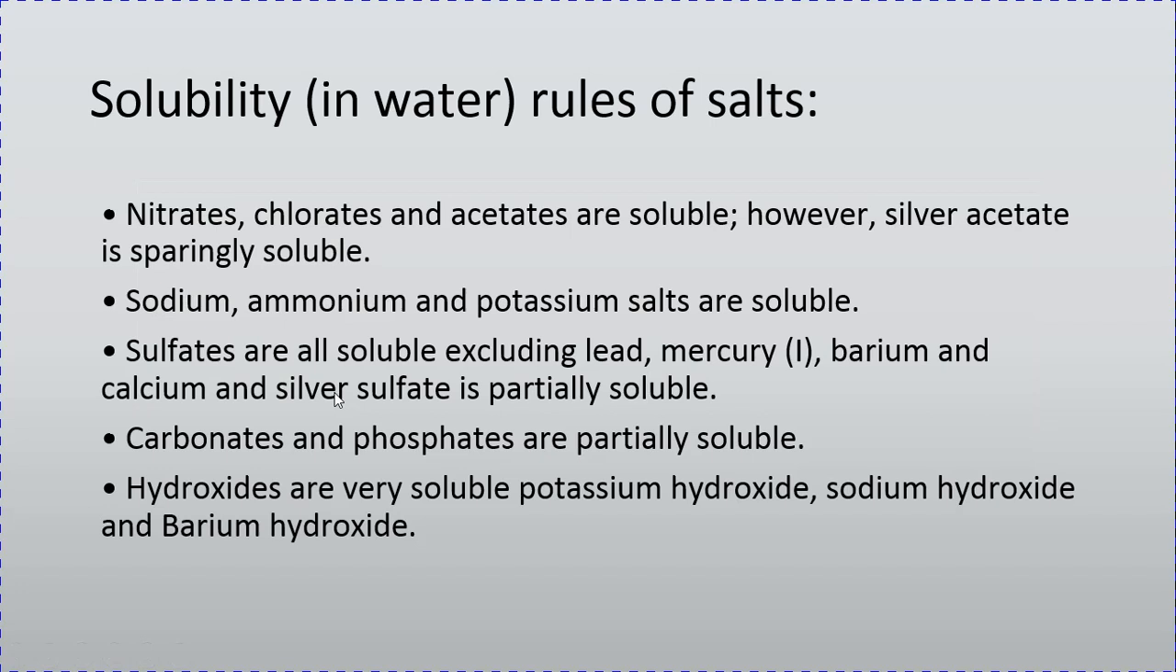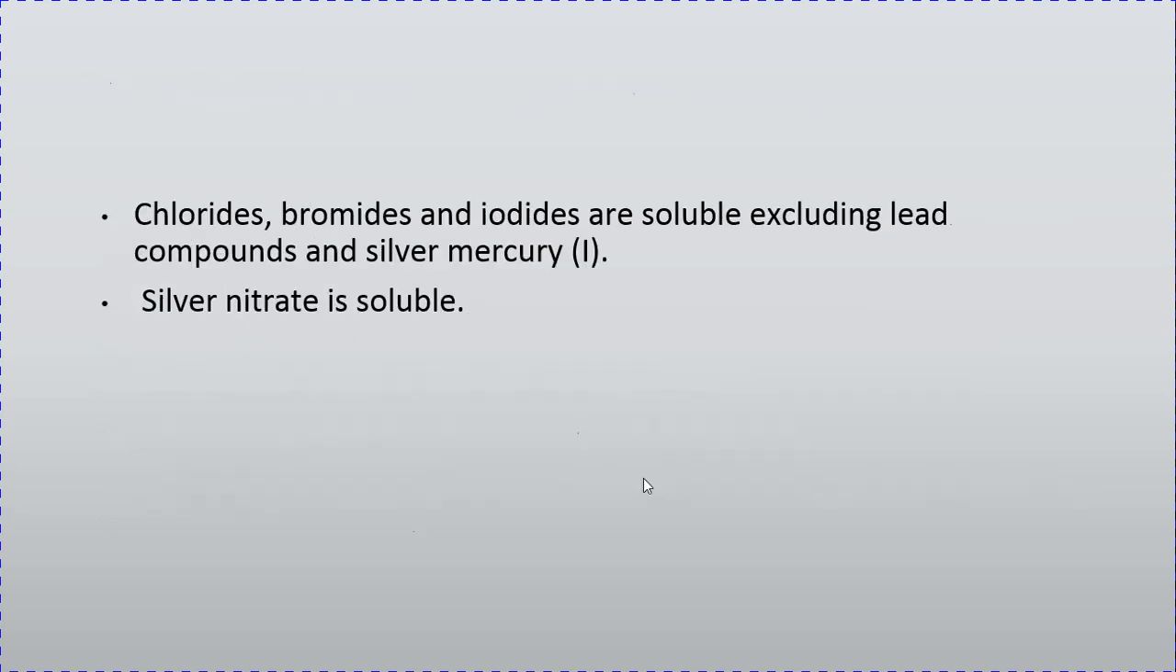Solubility in water, rules of salt. Nitrates, chlorates, and acetates are soluble. However, acetate is sparingly soluble. Sodium, ammonium, and potassium salts are soluble. Sulfates are all soluble excluding lead, mercury, barium, and calcium, and silver sulfate is partially soluble. Carbonates and phosphates are partially soluble. Hydroxides are very soluble. Potassium hydroxide, sodium hydroxide, and barium hydroxide are very soluble. Chlorides, bromides, and iodides are soluble excluding lead compounds and silver mercury. Silver nitrate is soluble.